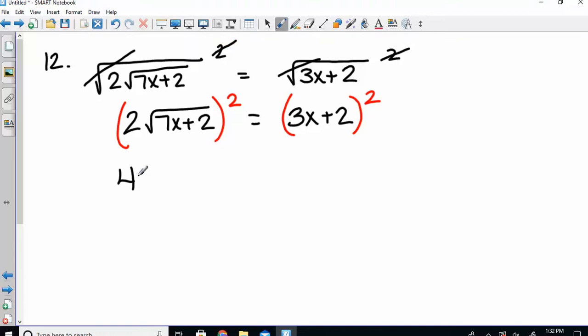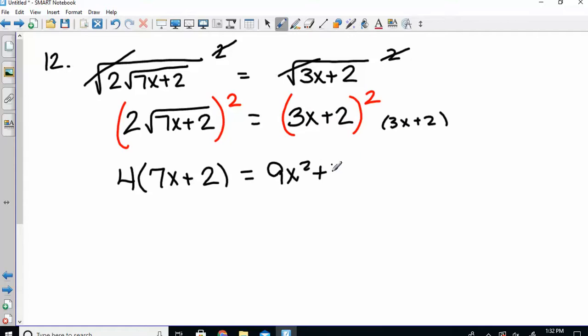So over here, 2 squared is 4. The square root of 7x plus 2 squared, so the square root would drop. And then what do we have to do on the right? FOIL. There's like 2 of those. So you get 9x squared plus 6x and plus 6x. We distribute the 4.